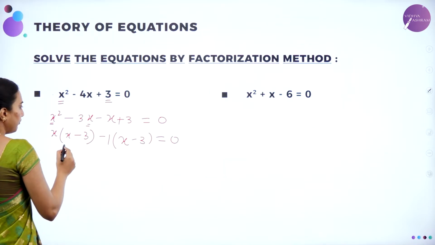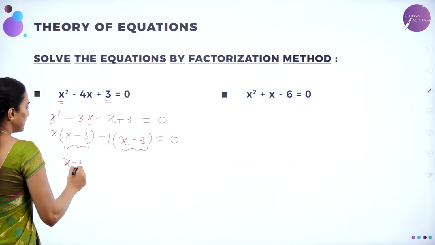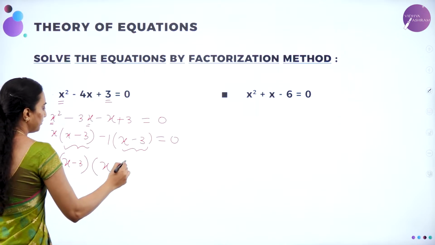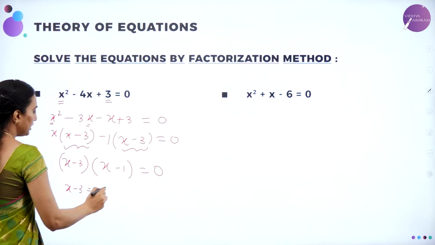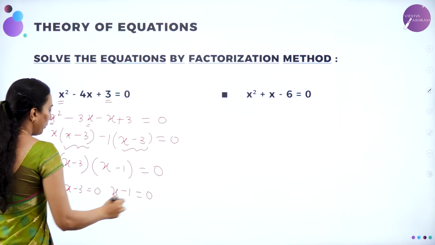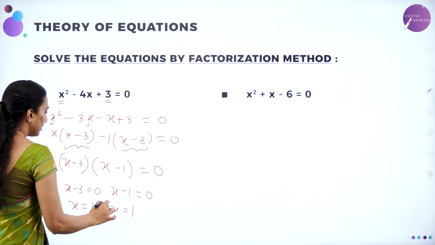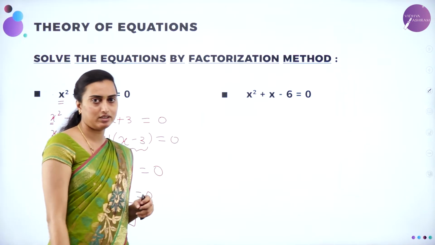So, here, see, from these I can take x minus 3 common. If I take x minus 3 common, it will leave x minus 1, is equal to 0. So equating each factor x minus 3 and x minus 1 to 0, you are going to get x equal to 3 and x is equal to 1. These are the two roots you have. This is called the factorization method.